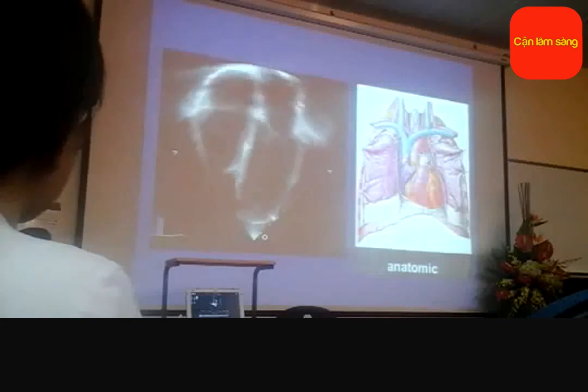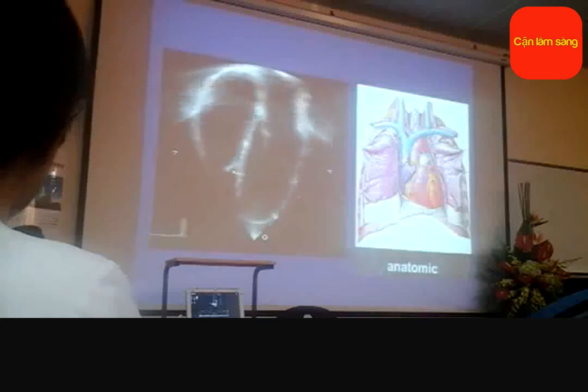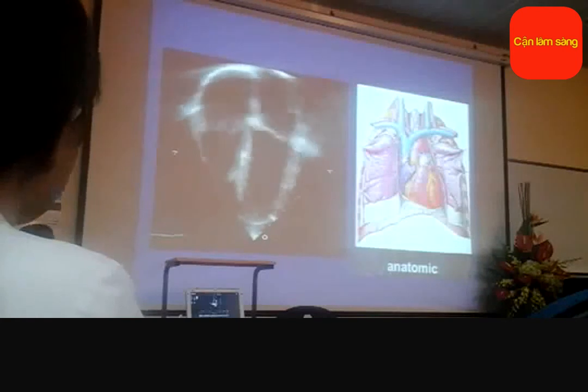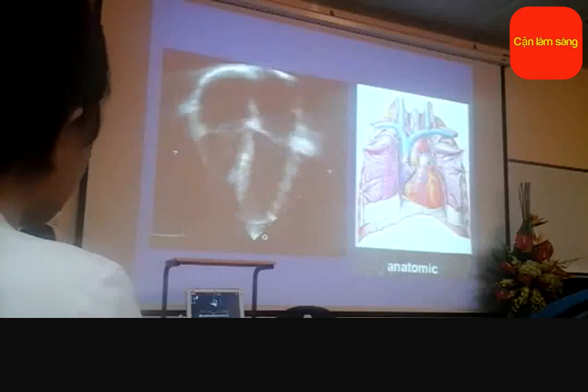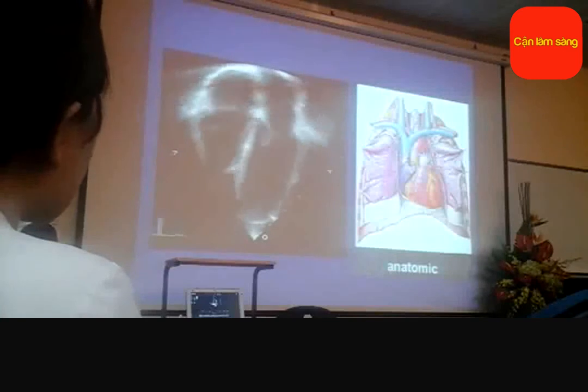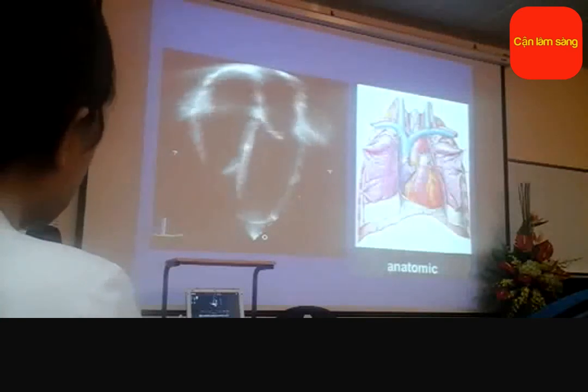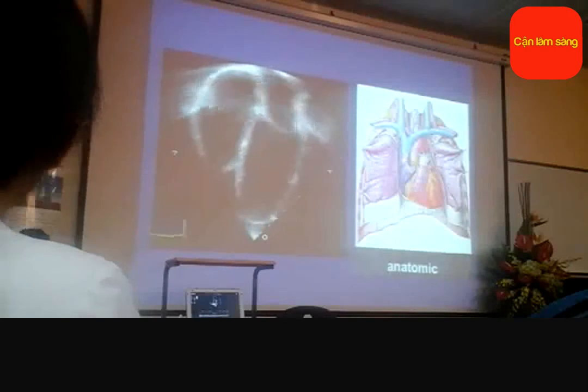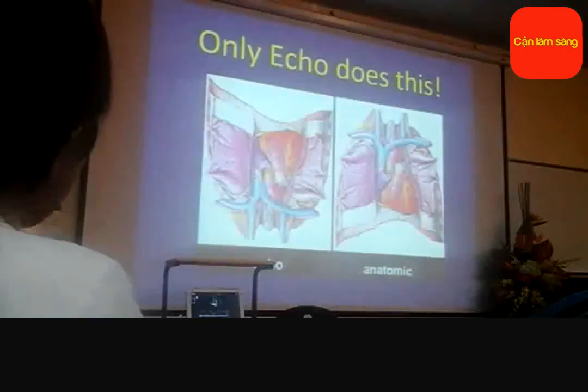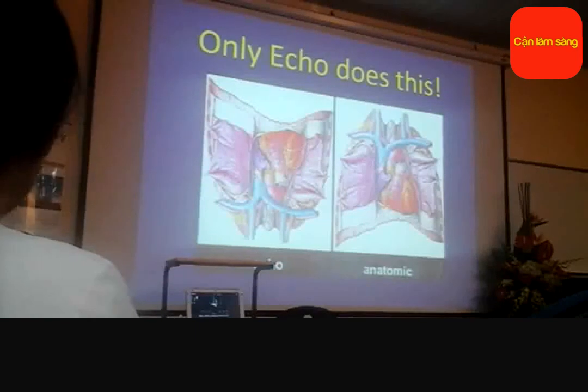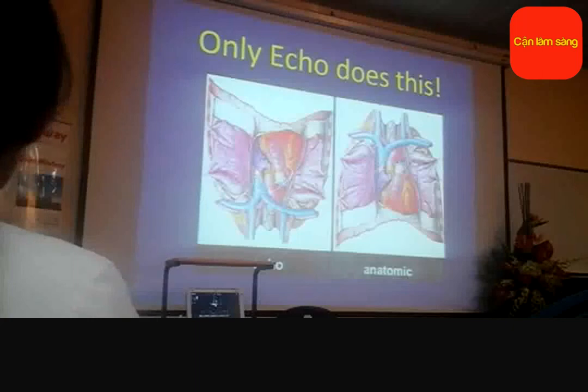The orientation of the heart within the chest is with the atria on top and the ventricles on the bottom. But in echocardiography, we invert that and we have the ventricles on the top, the atria on the bottom.